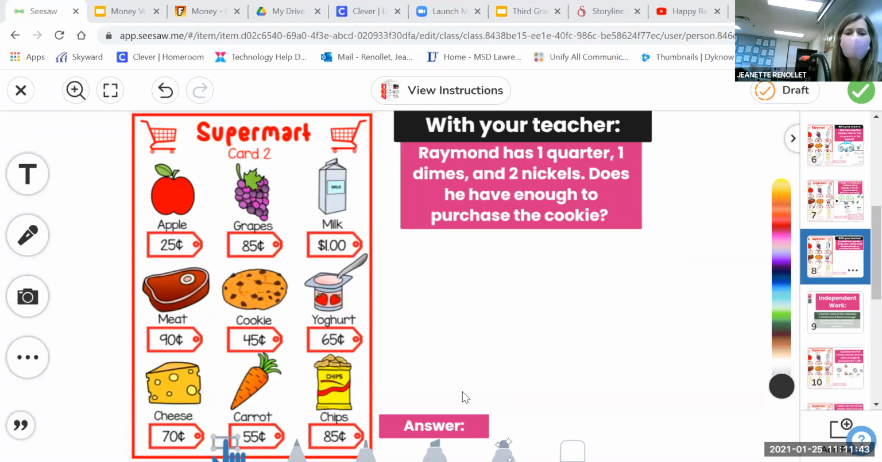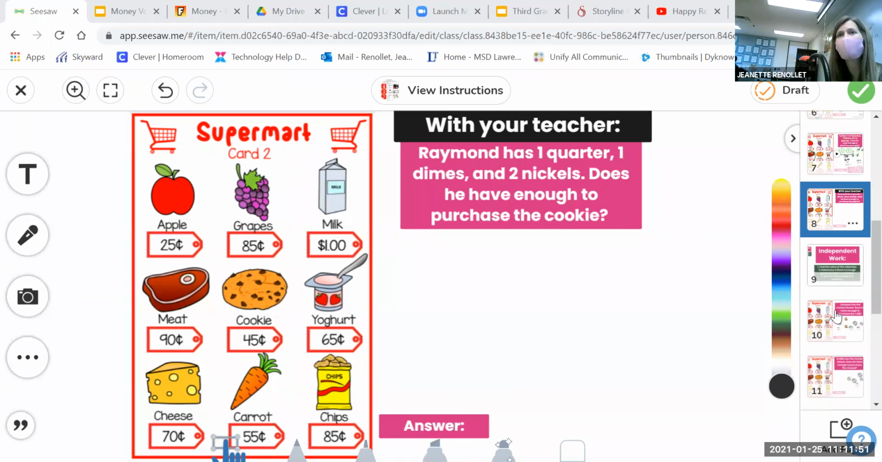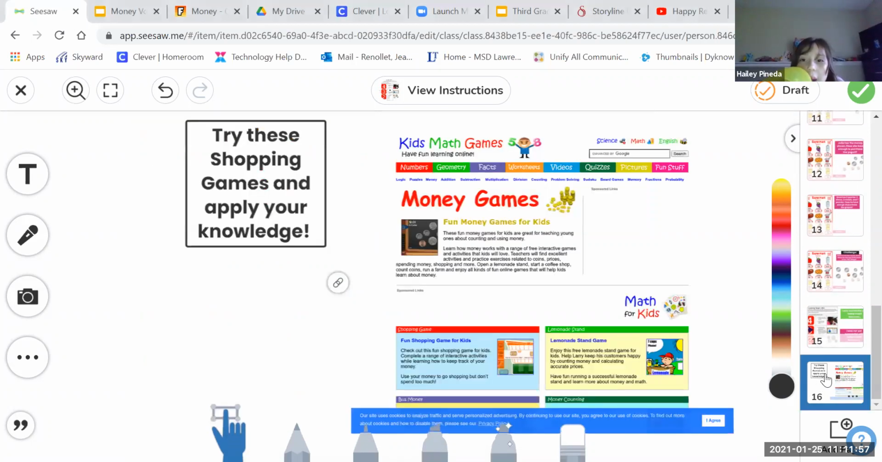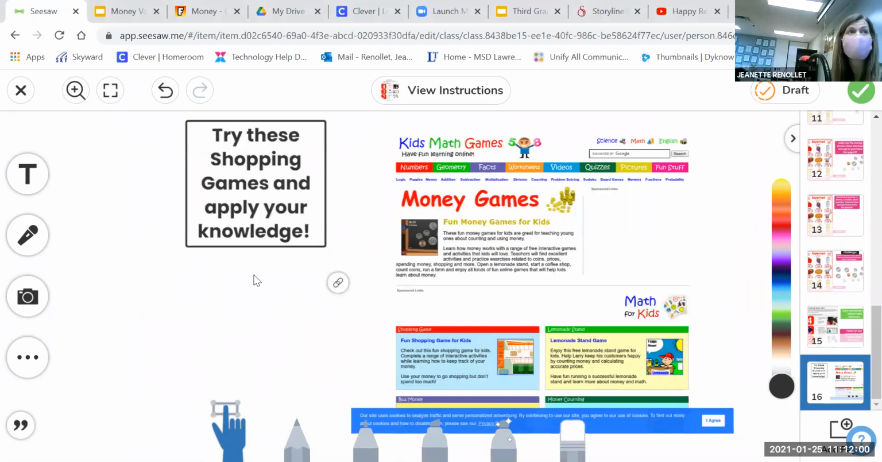Friends on Zoom, this concludes our math lesson. It is now your lunch and recess. When you are done with all the remaining slides, you will push the green check to turn in. On slide 16, you have some games where you can practice your knowledge. Turn it in with the green check to submit your work.